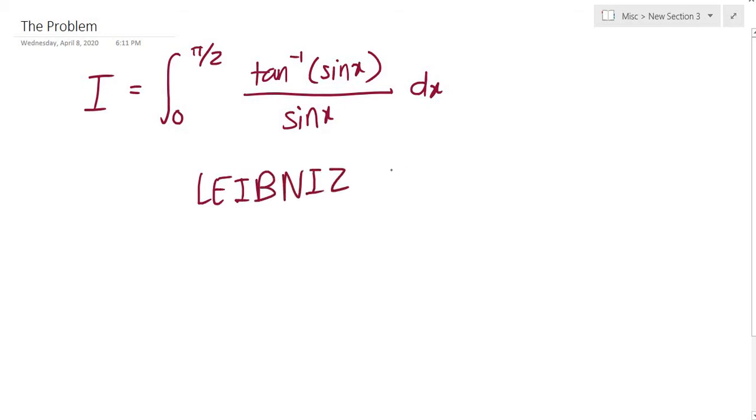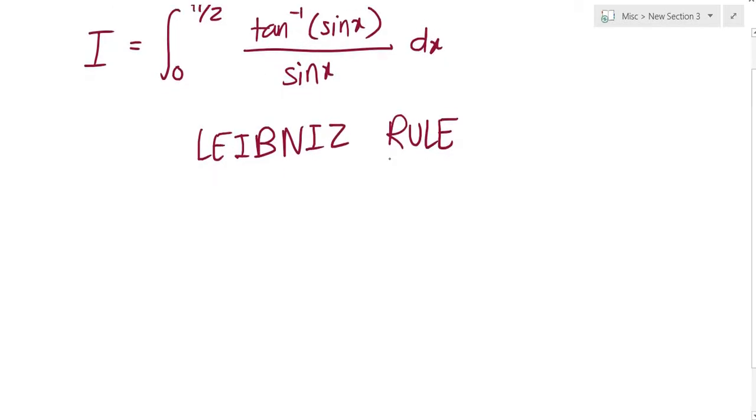Leibniz rule, basically differentiating under the integral sign. And why do we say differentiating under the integral sign? Because to apply Leibniz rule, we first need to define a general case of our problem integral. So I'll just show you in a bit. So how do we generalize our problem?